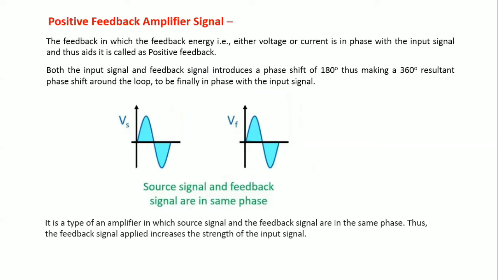Now we will proceed to the positive feedback amplifier signals. The diagram indicates that the feedback energy, in either voltage or current, is in phase with the input signal, and it is also called positive feedback. The figure shows that both signals, input and output, are in phase.